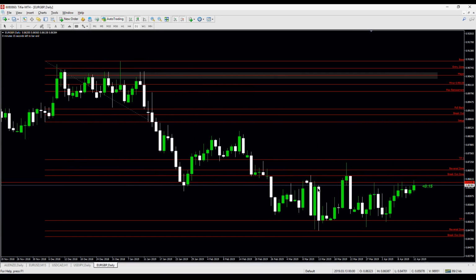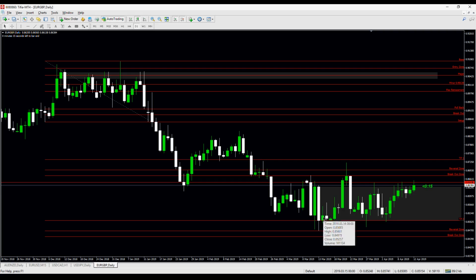Okay, at the bottom we have this longest candle. So what do we call this? Dominant or engulfing? Trevor, this is a dominant, not engulfing.